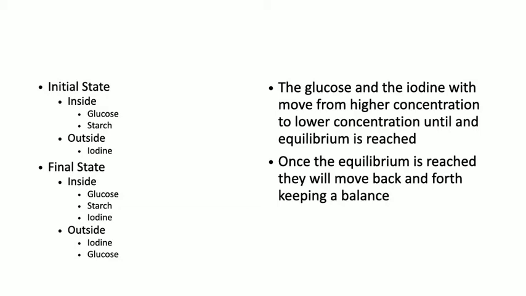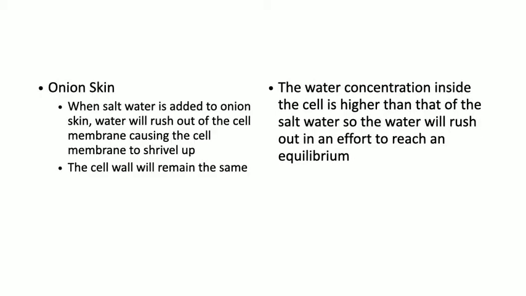This list on the left side is important to know, as the Regents will use a diagram to show what the initial state and the final state was. The next part of this lab deals with onion skin.